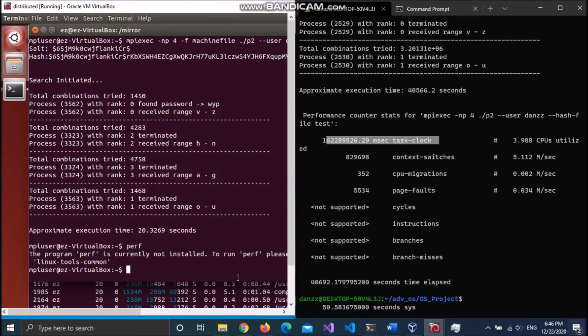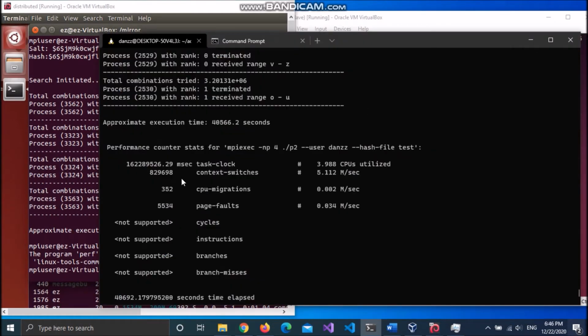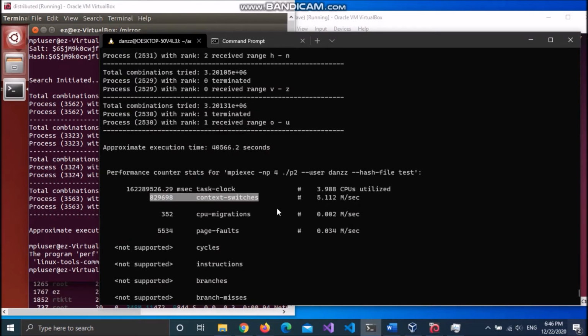So not on this virtual machine, maybe on some other virtual machine, but I have tried it and it did not work. So some of the statistics that I did manage to get are these: the number of context switches, CPU migrations, page faults. I'll be writing in detail about them in my report, and I am still trying to get the Intel VTune working.